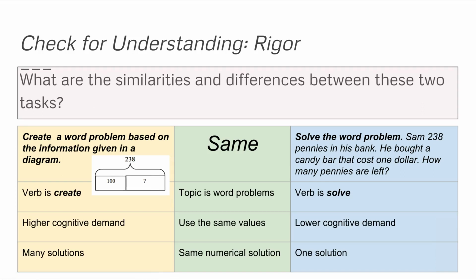Did you think of some of the similarities and differences? Both tasks have the same topic and have the same numerical solution. Creating a word problem is a high-level task, but adding a condition, like interpret this diagram, adds a whole other dimension of complexity to the task. The yellow question is also open and has many correct solutions, whereas a blue problem only has one correct solution, although students may use different strategies to arrive at the solution.